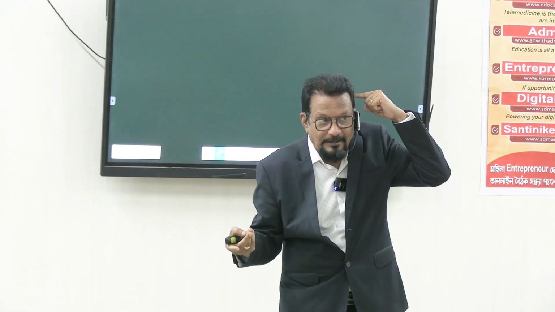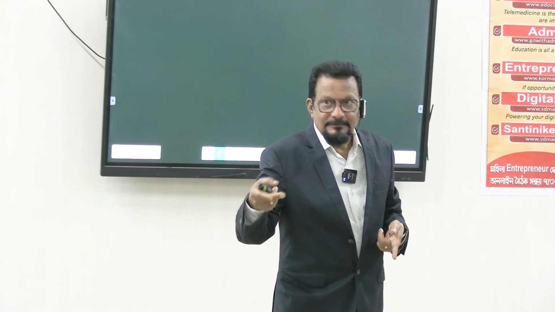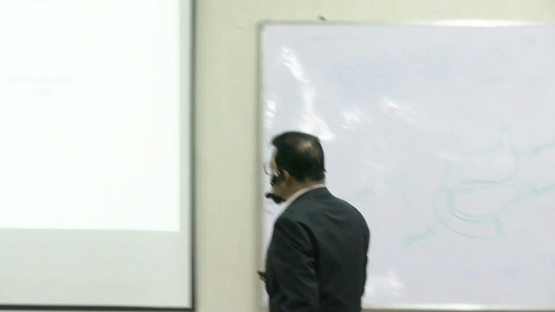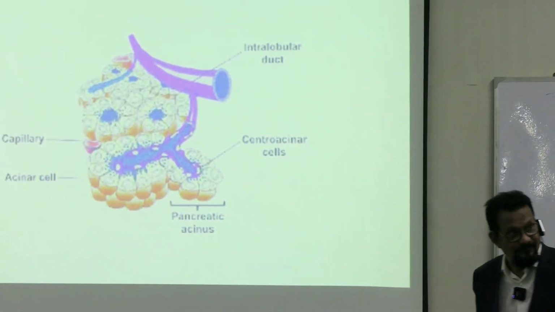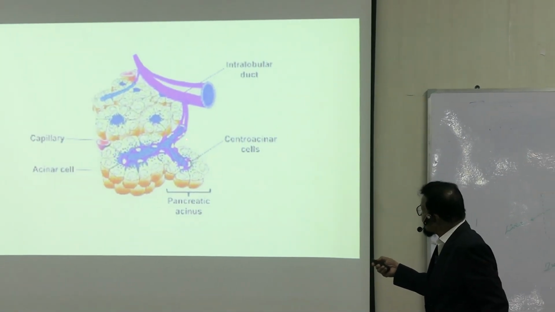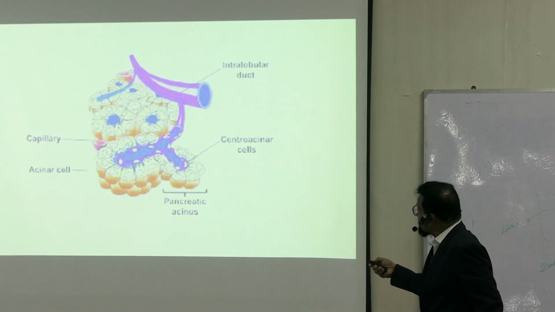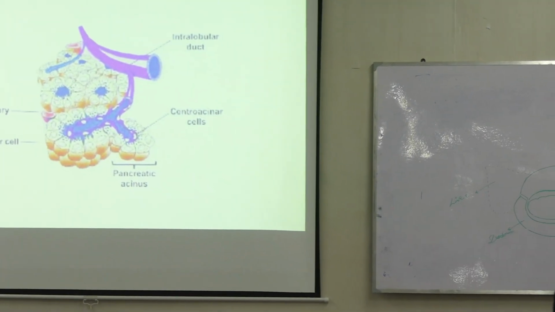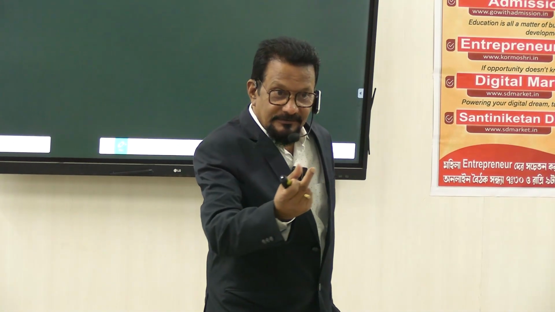So if you stimulate the vagus, what will there be? Secretion of enzymes. These secretions are enzyme rich. But when they pass through these ducts, the duct cells will secrete a fluid rich in bicarbonate ion, meaning this fluid will be alkaline.